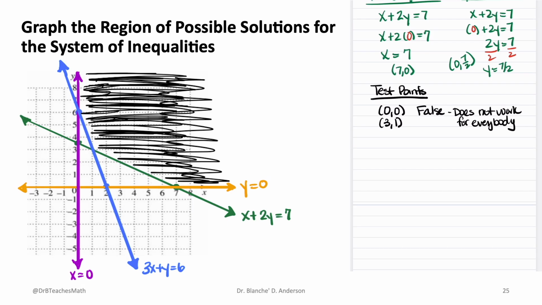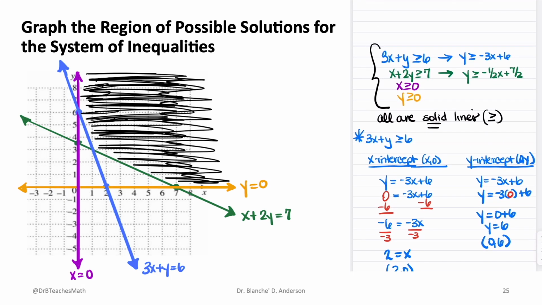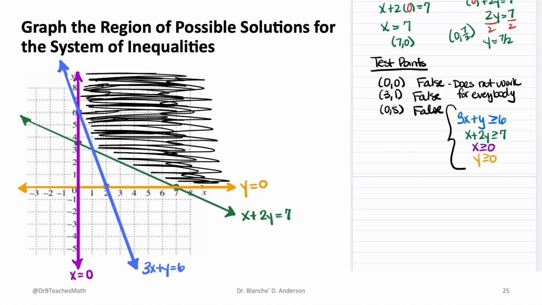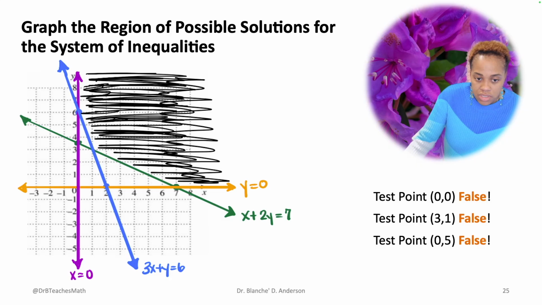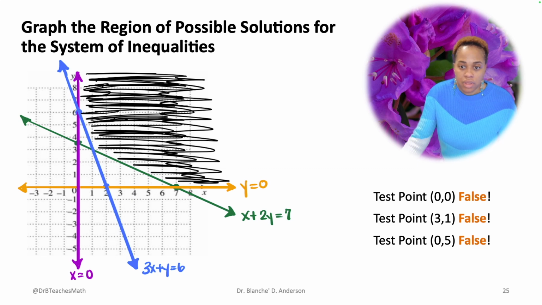(3, 1). And I'm looking at the graph. (3, 1), if you plug in (3, 1), it doesn't work for everybody. (0, 5) also doesn't work for everybody. And with the test points, you're taking these test points and you're substituting them into every equation that's in the system. Take every test point and plug them in each, and it has to be true for every equation. As you can see on this one, it does not work for this one. So if I choose (0, 0), doesn't work. (3, 1) doesn't work. (0, 5) doesn't work.